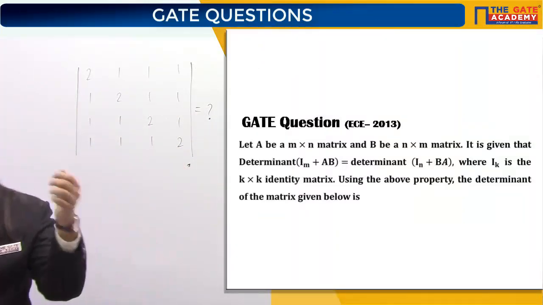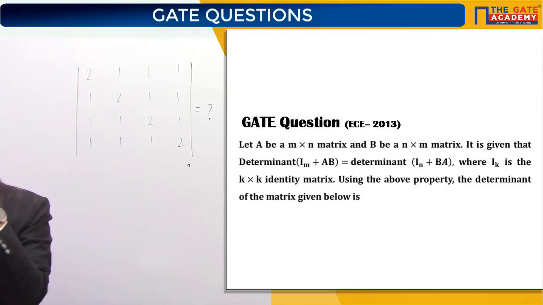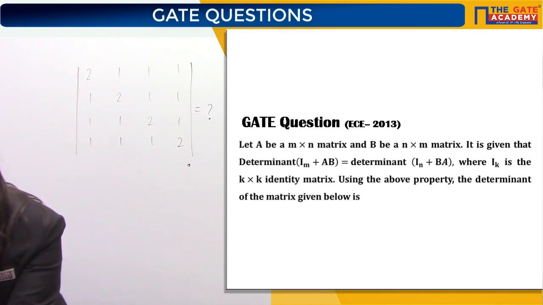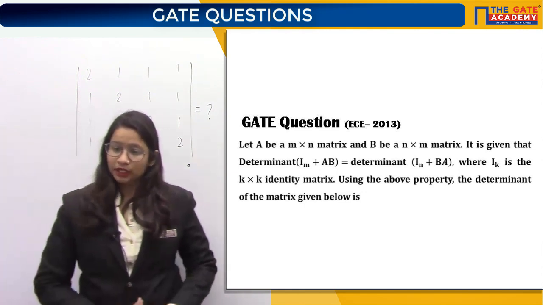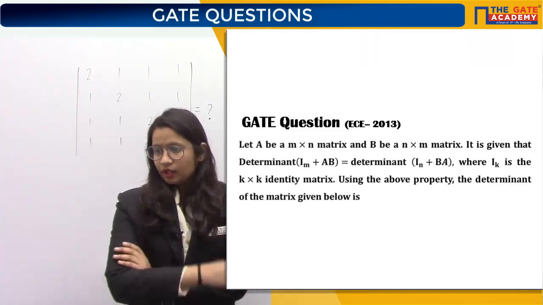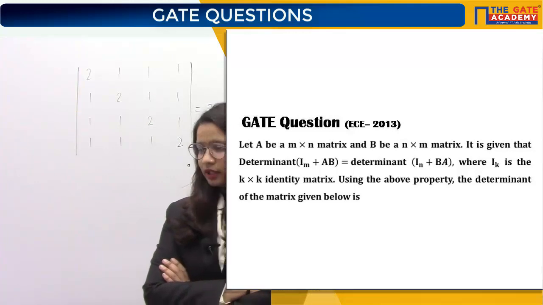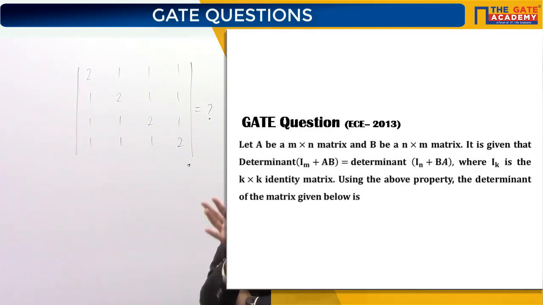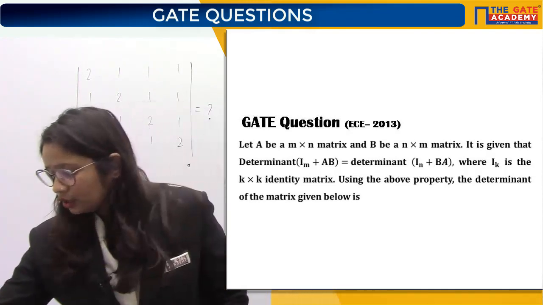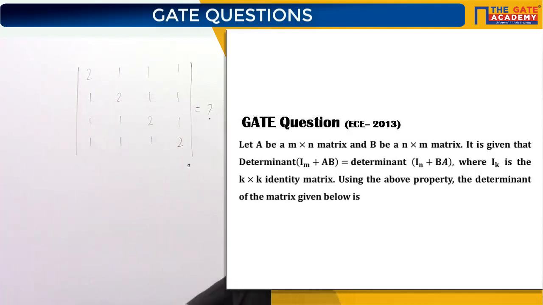Let A be an M cross N matrix and B be an N cross M matrix. Then it is given that the determinant of the identity matrix of order M plus AB and the determinant of the identity matrix of order N plus BA are both the same. Here Ik denotes the identity matrix. Using the above property, the determinant of In plus AB is equal to the determinant of In plus BA, you have to find the determinant of this matrix.